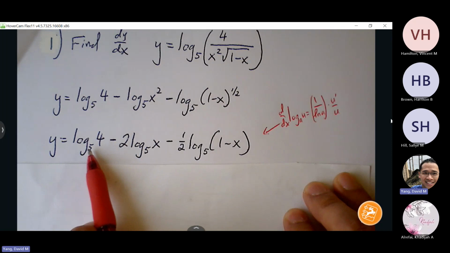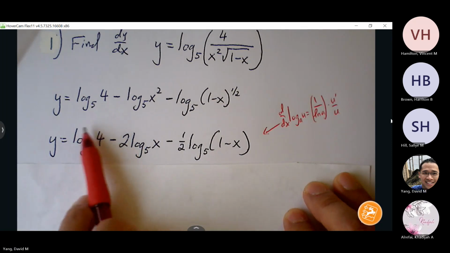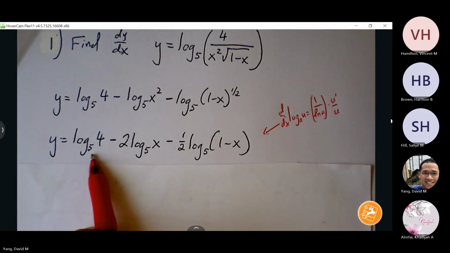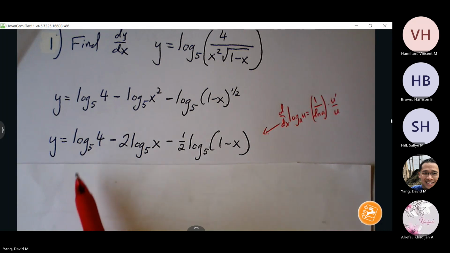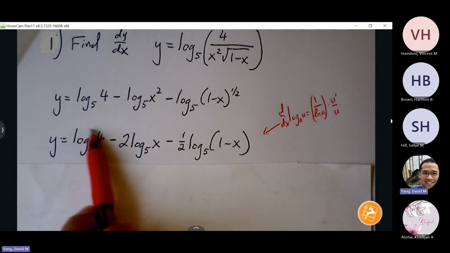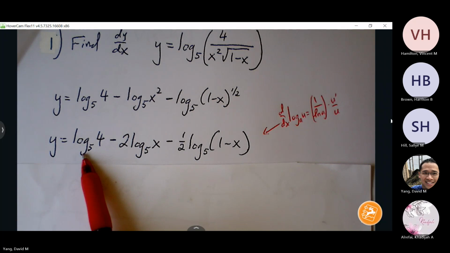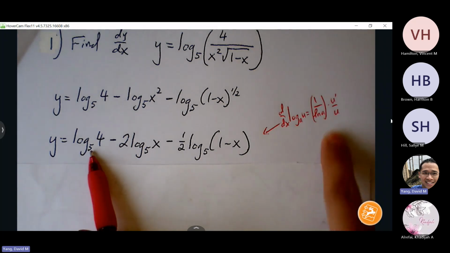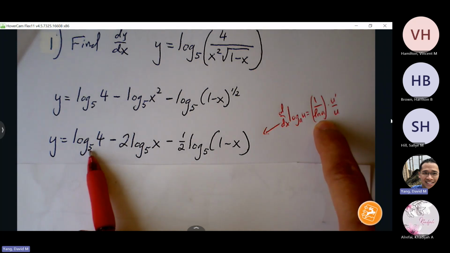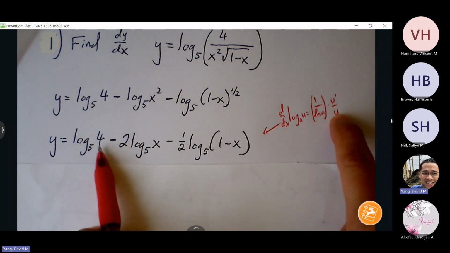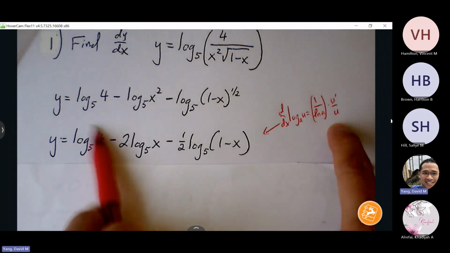What's going to happen here, though? Log base 5 of 4. What's the derivative of this? Do you see any variables here? This is just a what? A number, right? What's the derivative of a constant, of a number? 0. 0, right? I mean, you can go through this rule here. 1 over natural log of 5 times u prime over u. The derivative of 4 is 0. So 0 over 4, that's going to 0 out.